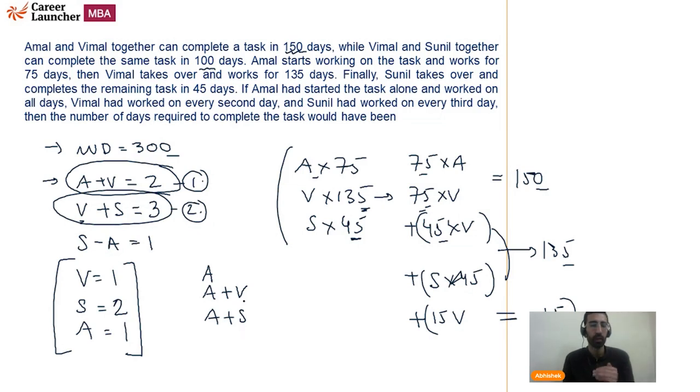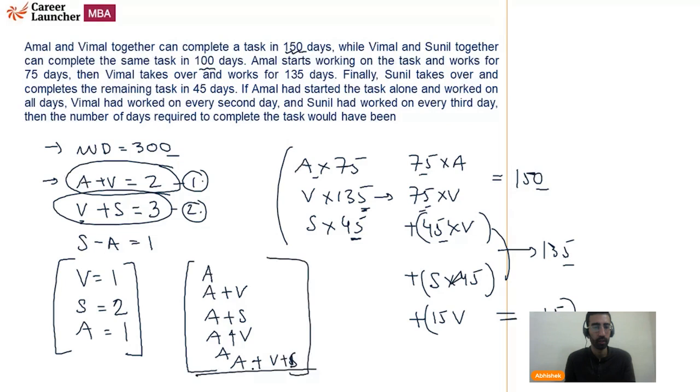because Vimal is working every second day, so second, fourth, sixth, and Sunil is working on third and sixth. Amal is obviously working on all the days. This will run in a cycle of 6 days. Right? So Vimal comes in here. Fourth day also Vimal comes in. Fifth day it is just Amal working alone. Sixth day it is all the three. All three working. Then again it'll be A plus B, and so on and so forth.